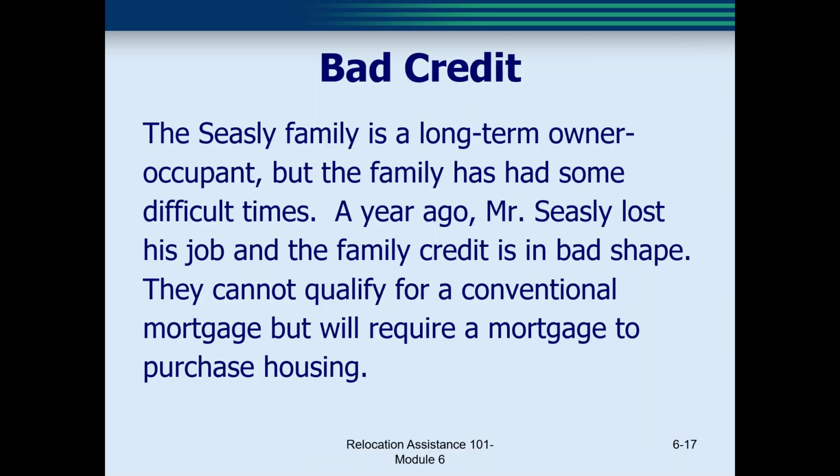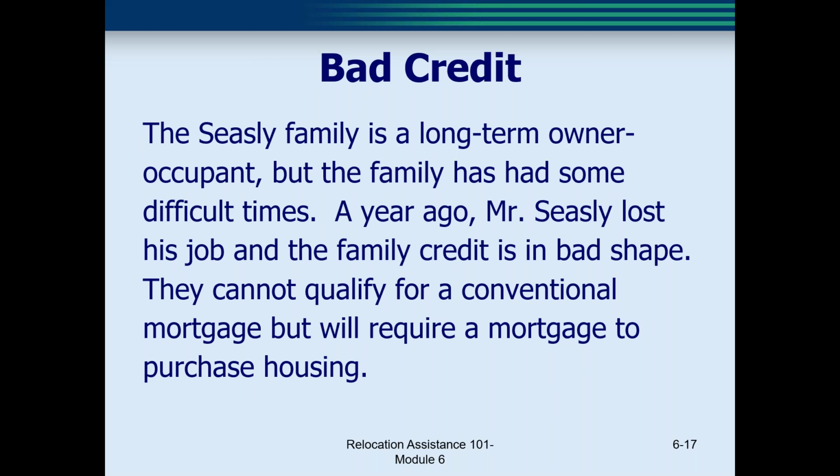So the first situation is the Seasley family is a long-term owner-occupant, but the family has had some difficult times. A year ago, Mr. Seasley lost his job and the family credit is in bad shape. They cannot qualify for a conventional mortgage, but they will require a mortgage to purchase housing, and you need them to move. So what do we do?